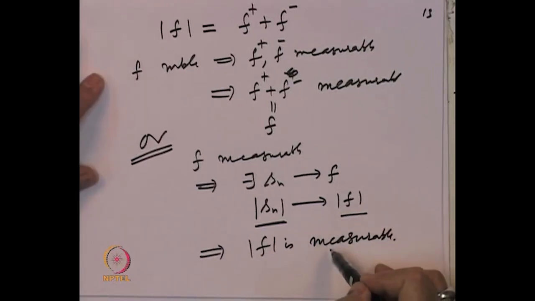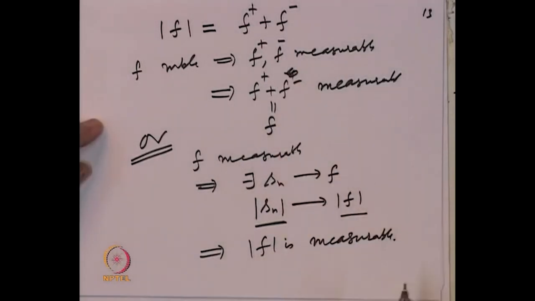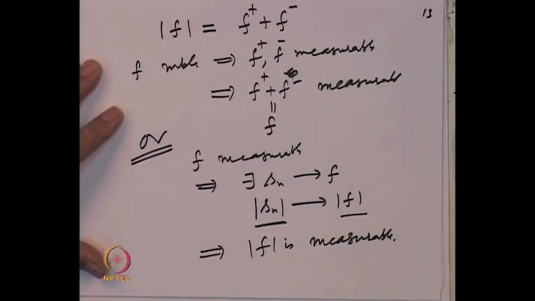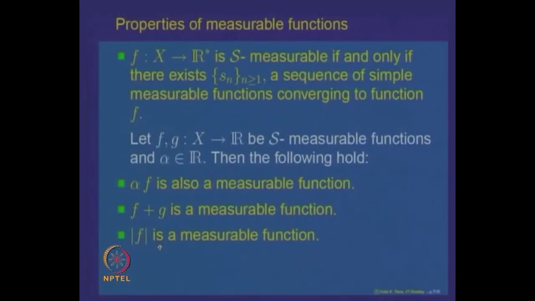So, either you can look at sequences or you can look at the positive part or negative part. Either one will help you to conclude that if f is measurable, then mod f is also measurable. Let me look at another property of measurable functions: if E is a set in the sigma algebra S and f is measurable, then the product of f times the indicator function of E is also a measurable function.